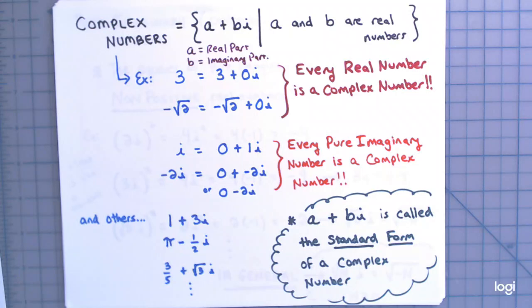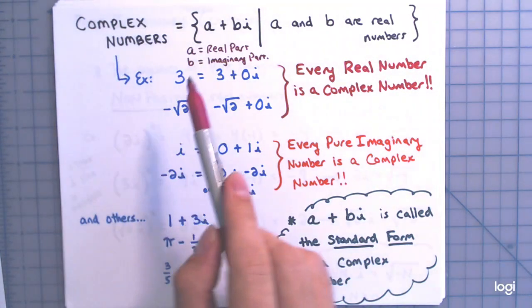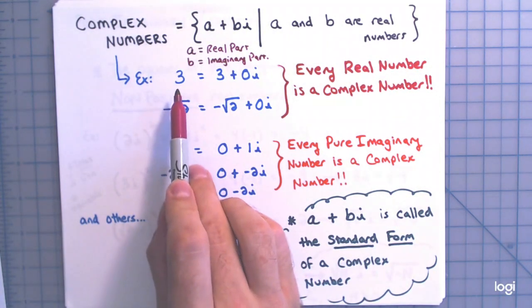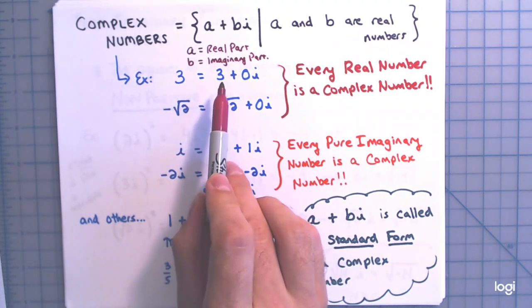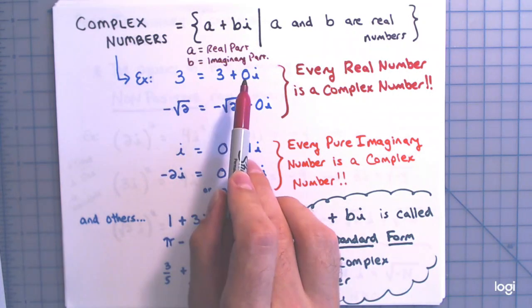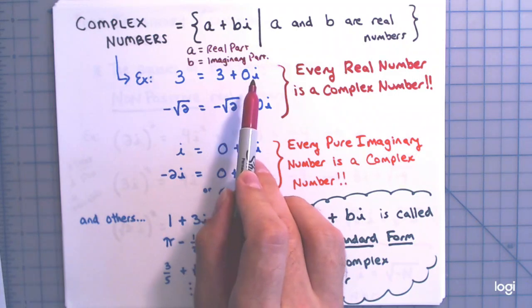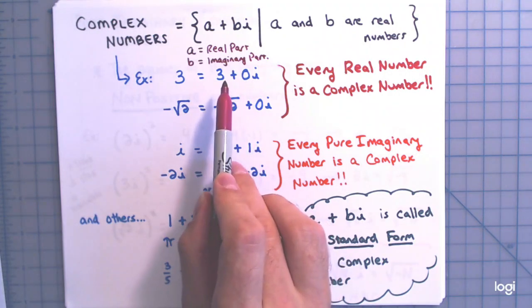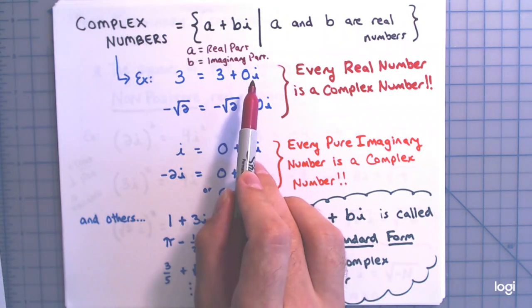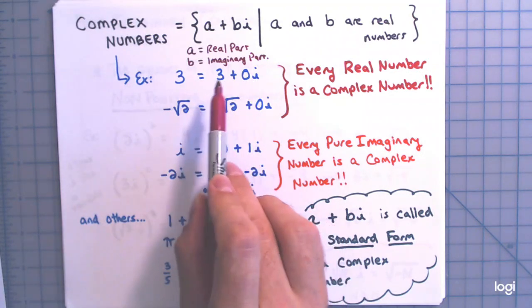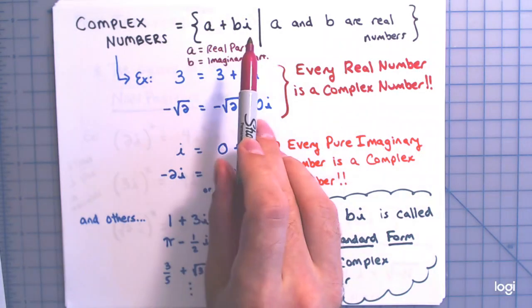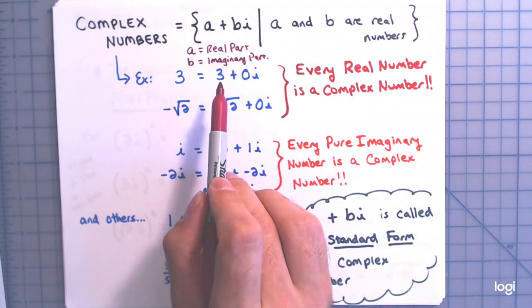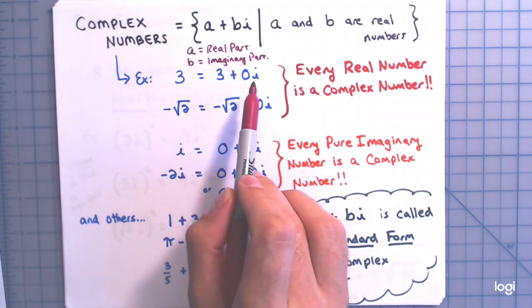All right, so here are some examples, following this down. The number 3, I can write 3 as 3 plus 0 times i. Remember, anything times 0 is 0. So if I add 0i, that really isn't adding anything, and I still have the number 3. But you see how it's written in this a plus bi form, where I have a real number plus another real number times i.